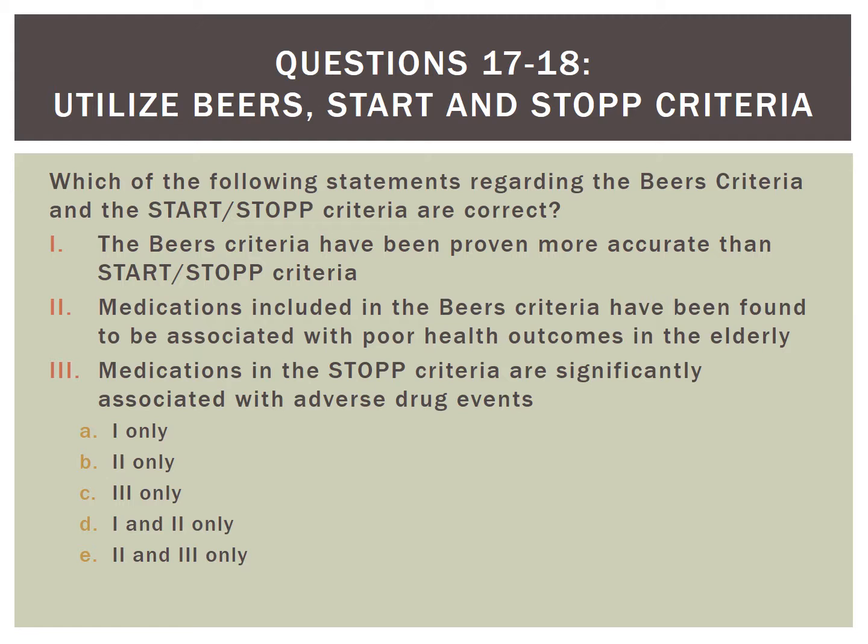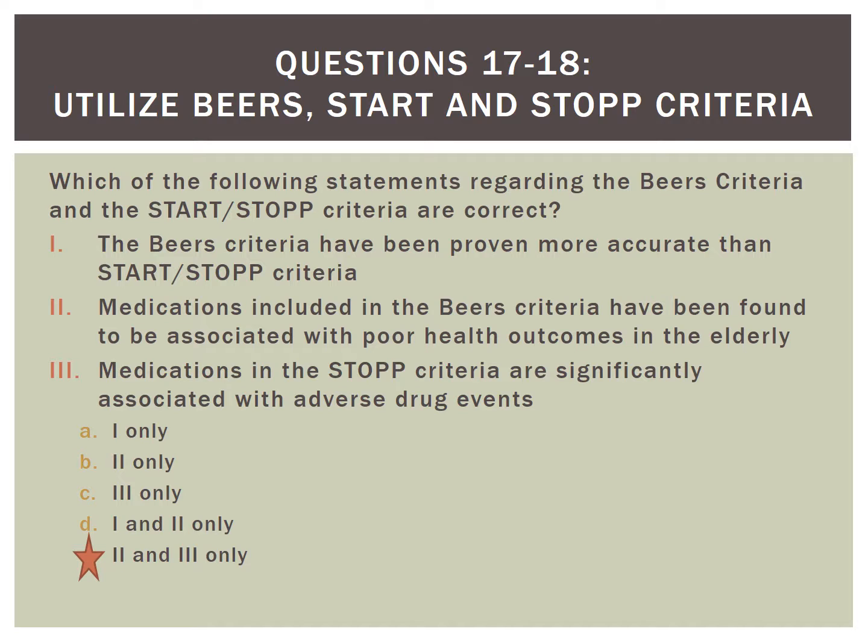And these last two questions are just general questions that relate to Beers and START and STOP. So which of the following statements regarding the Beers criteria and START and STOP criteria are correct? Correct answer here is E, 2 and 3. So medications included in the Beers criteria have been found to be associated with poor health outcomes in the elderly. Medications in the STOP criteria are significantly associated with adverse drug events.